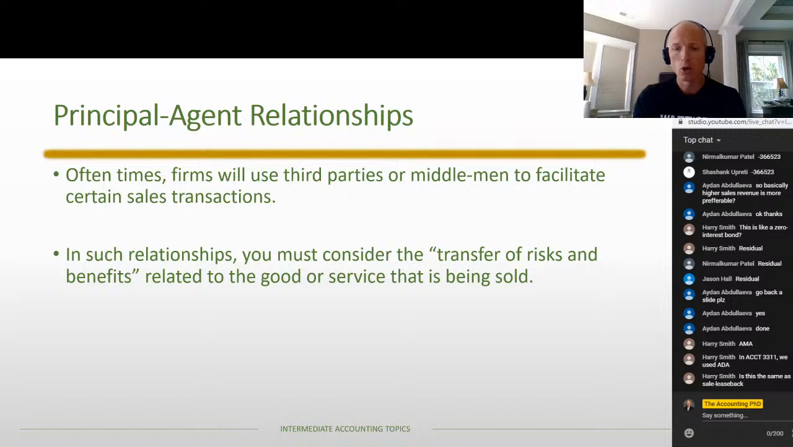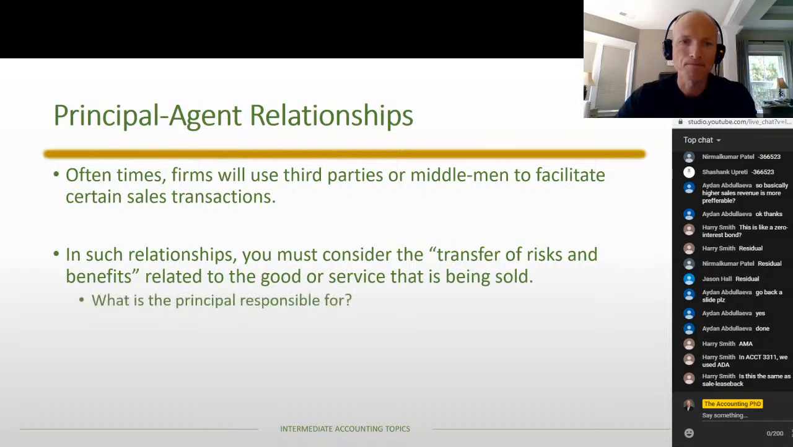In other words, who's taking risk and who's not taking risk? Who's getting what benefits? Who's not getting certain benefits? You have to think about what's happening with the item when there's a third party and say, okay, where are the risks? Where are the benefits? Who's obligated to do what? You've got to think about that whenever you have revenue recognition issues. We're going to walk through an example that I think is going to help illustrate that, but that's what you've got to think about: who has what obligations, who has what risks, who has what benefits.